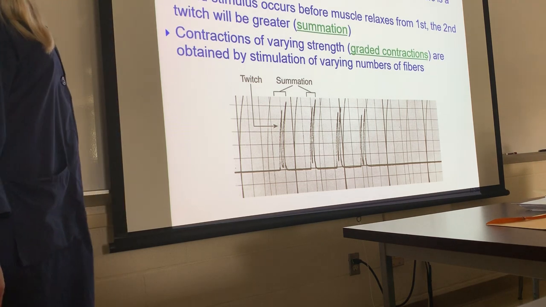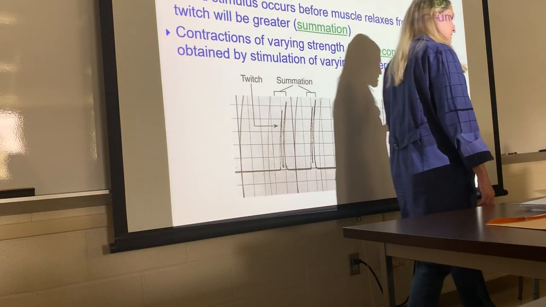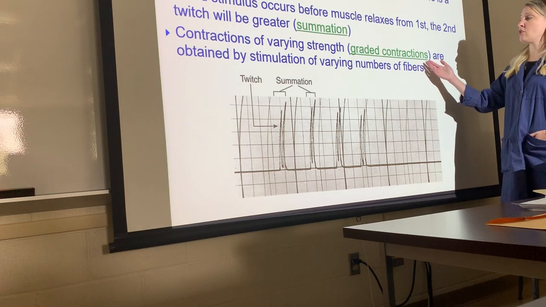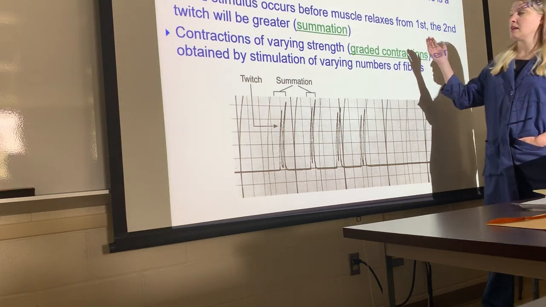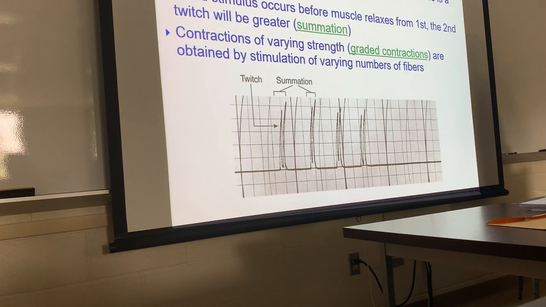Then contractions of varying strength, which are called graded, are obtained by stimulation of varying numbers of fibers, which we've already discussed in the first part of this chapter when we discussed motor units, right? Motor units are a neuron and all the skeletal muscle fibers that it innervates. Essentially, the more motor units we recruit, the stronger our contractions are, and the greater the load we can move. So again, graded contractions are obtained by stimulating varying numbers of muscle fibers, aka varying numbers of motor units.